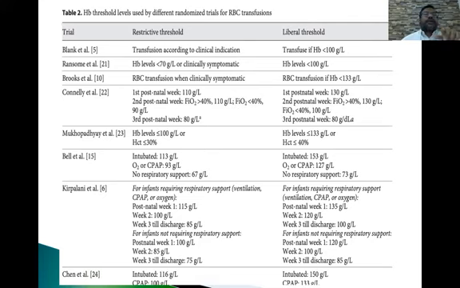If you look at the different randomized trials for RBC transfusions, they have all used different thresholds, whether it is restrictive or liberal. And that indicates worldwide there is no specific hemoglobin which we can hang on to and say, well, this is a hemoglobin and we should do something about it.